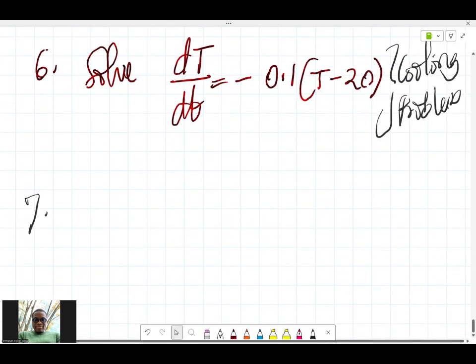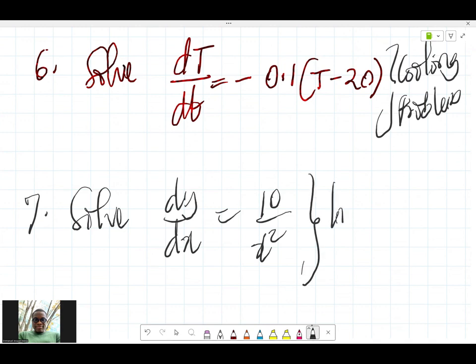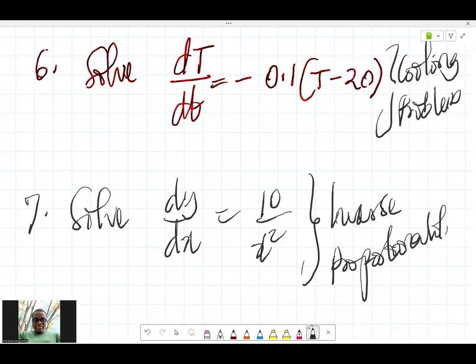Then you can also have number seven. Inverse proportionality is possible too, where you need to solve dy/dx equals 10 over x squared. So this involves inverse proportionality. Now for this practice, I feel like taking care of one of the problems.